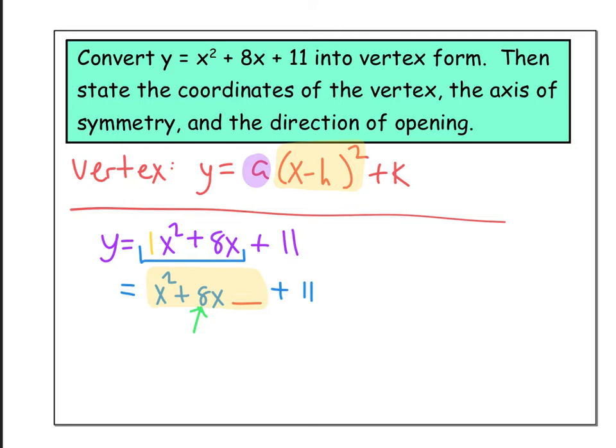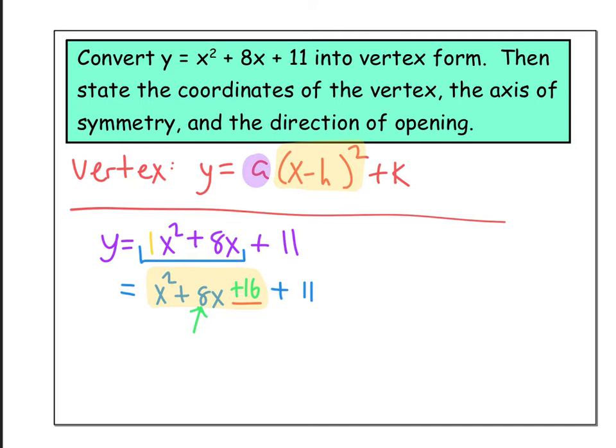Here's the little process. You're going to take half of 8. Half of 8, of course, is 4. So 4 plus 4 is 8, and 4 times 4 is 16. And that's what's going to go right there. I'll tell you why in just a second.